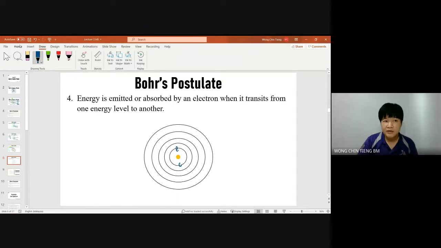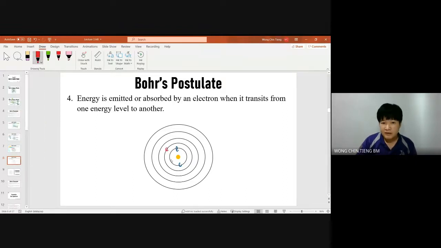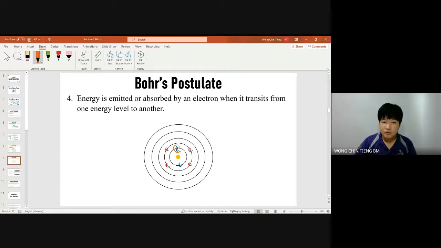Dan kalau elektron saya berubah petala, kalau elektron teacher berubah petala, I'm moving up or I'm moving down, then there will be changes. If my electron is at n equals to 1, originally n equals to 1, and I move up all the way to n equals to 5, first question to you.